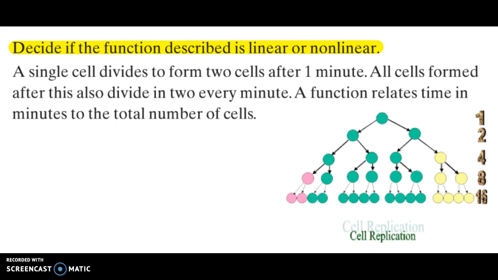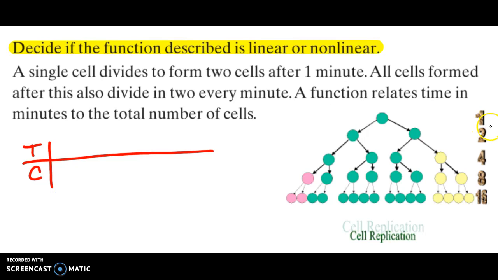Okay, we have this word problem here, and we want to decide if it's a linear or non-linear relationship that they're explaining. So it says a single cell divides to form 2 cells after 1 minute. All cells formed after this also divide in 2 every minute. A function relates time in minutes to the total number of cells. So we have the time and then the number of cells.